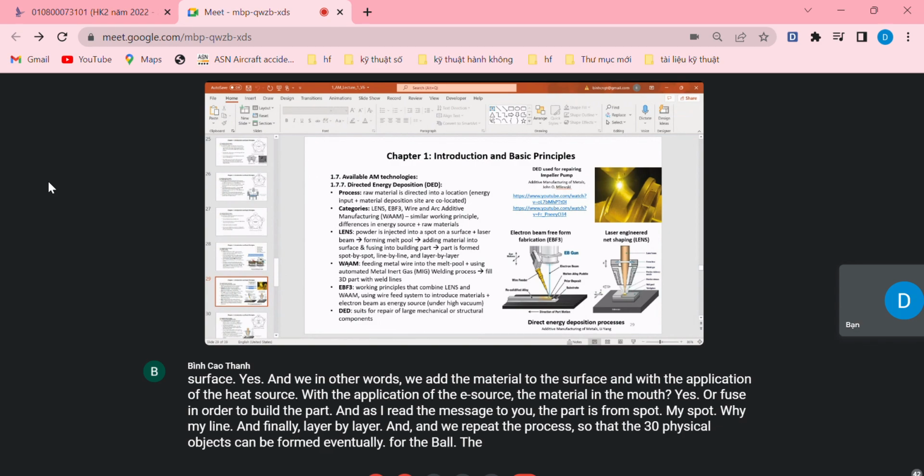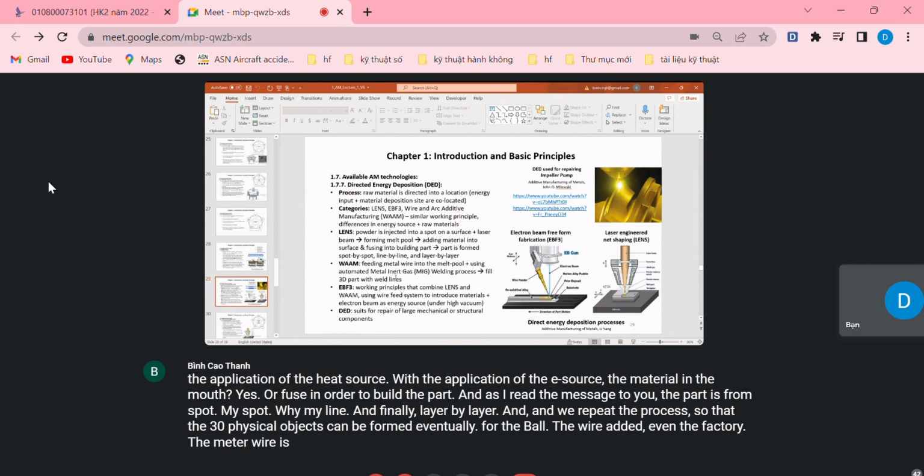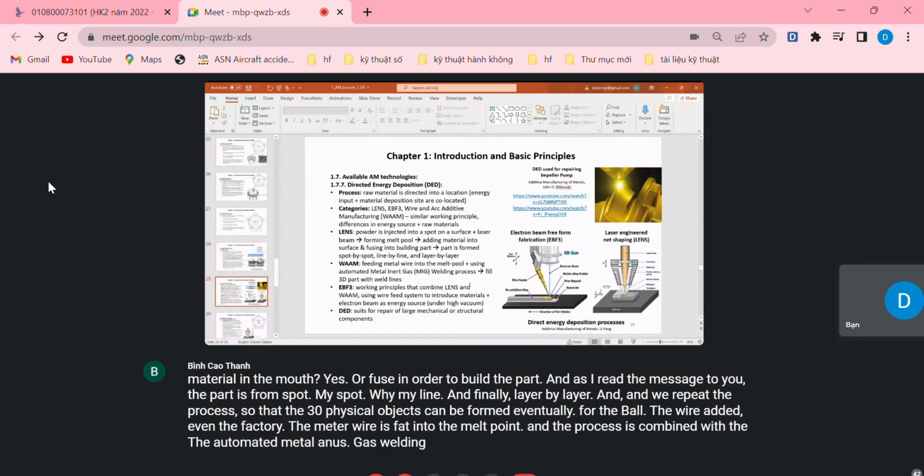For the wire arc additive manufacturing, the metal wire is fed into the melt pool, and the process is combined with the automated metal inert gas welding process, in order to create a 3D part with the weld lines.